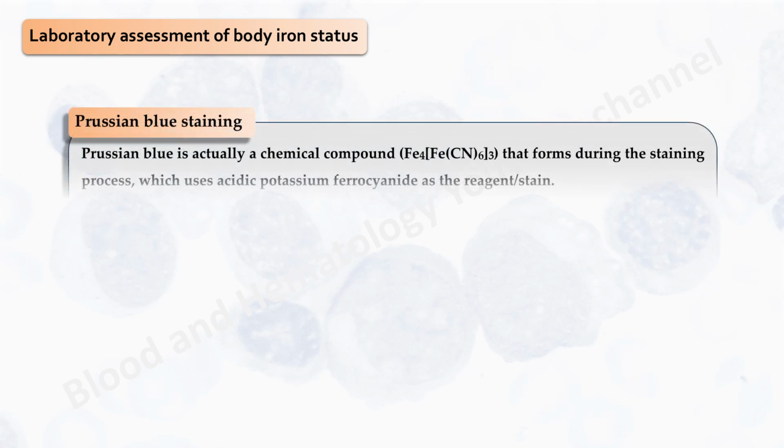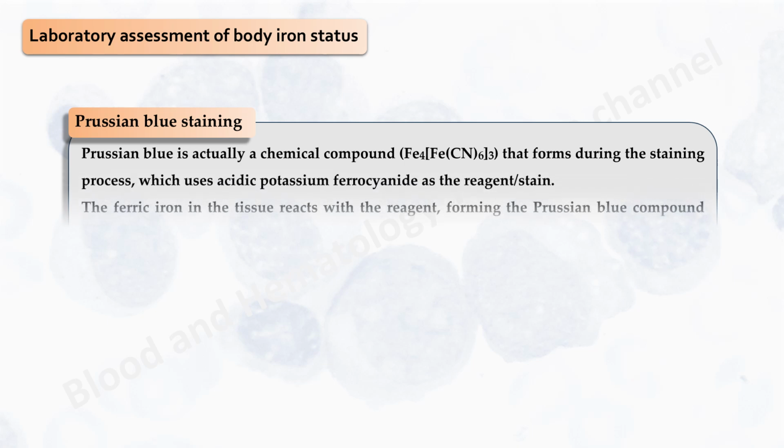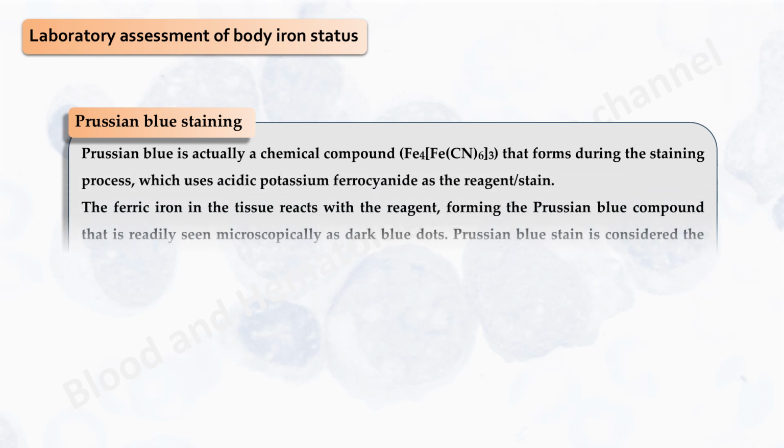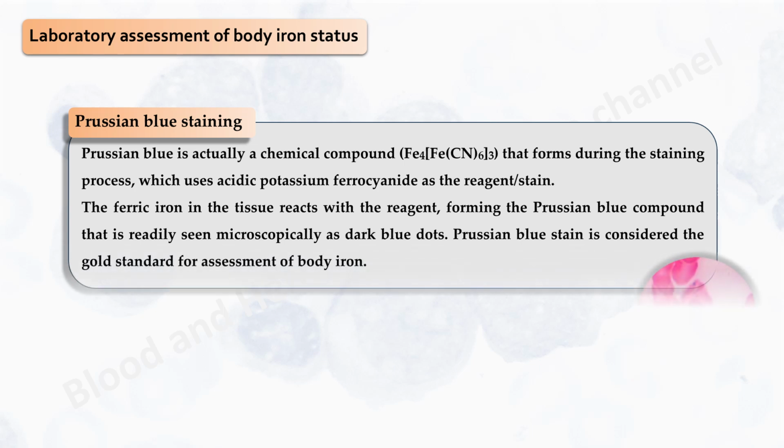Prussian blue is actually a chemical compound that forms during the staining process, which uses acidic potassium ferrocyanide as the reagent. The ferric ion in the tissue reacts with the reagent, forming the Prussian blue compound that is readily seen microscopically as dark blue dots. Prussian blue stain is considered the gold standard for assessment of body iron.